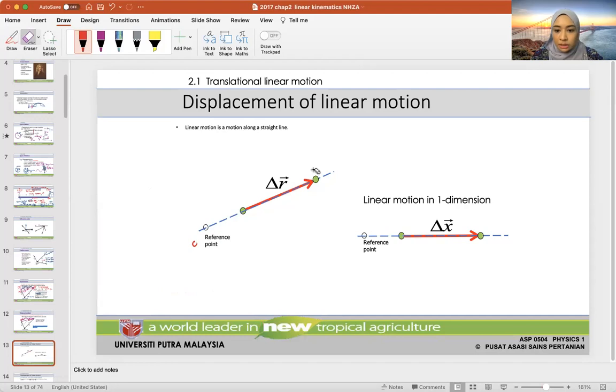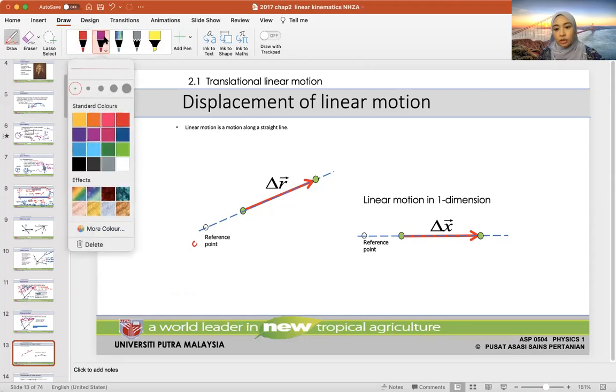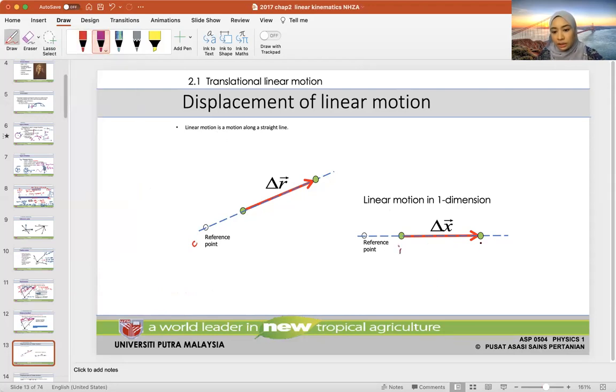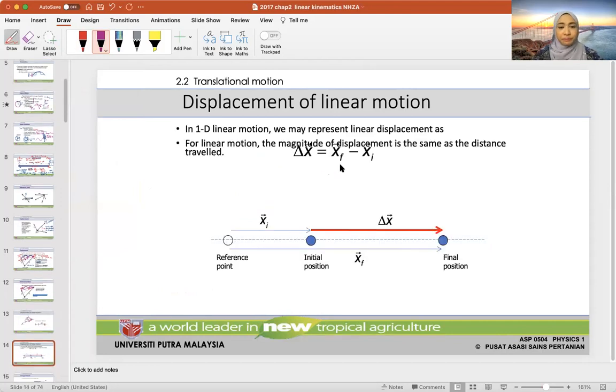Okay, so linear motion in one dimension, I told you before, distance is equal to displacement, because displacement is always the shortest path between the initial and the final, and this is exactly the same as distance. This is one dimension. If 2D, for example the path is like this, so this is distance and below this is displacement. I think I've repeated this like 5 times by now. I hope you guys get it. Okay, next.